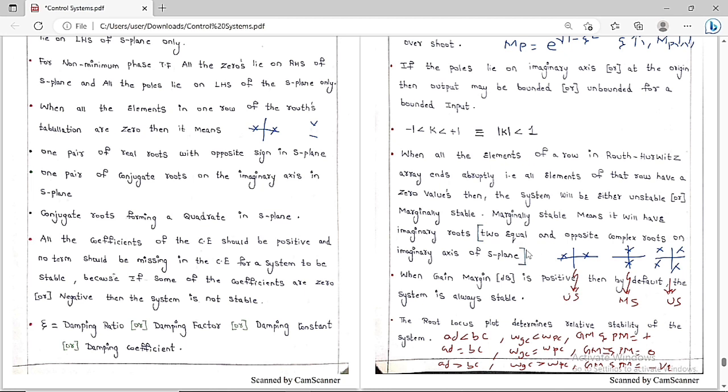So finally, the root locus plot is going to determine the relative stability of the system. This one you always have to keep in your mind. So finally I can say the root locus plot is going to determine the transient response specifications as well as the relative stability of the system. So these things you always have to keep in your mind.